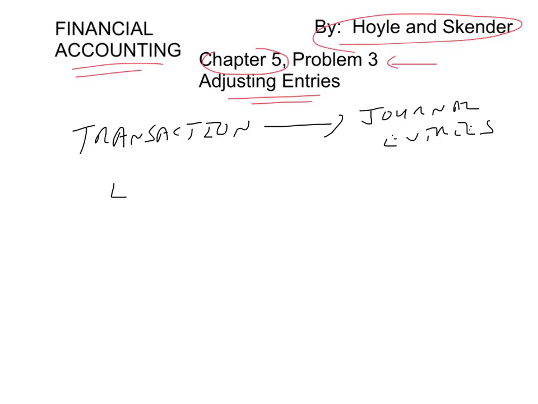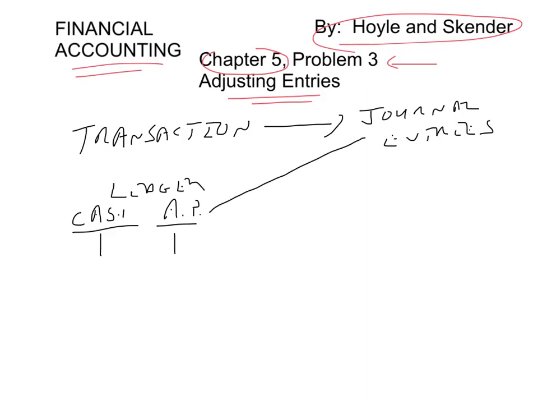Then we go to the ledger. In the ledger, you have all of your T accounts. So we might have, for example, a T account for cash and a T account for accounts payable, and so on. We take the impact of each journal entry and we record it in the ledger. The ledger has the account balances. The journal entry has the impact of a particular transaction. This process we refer to as posting.